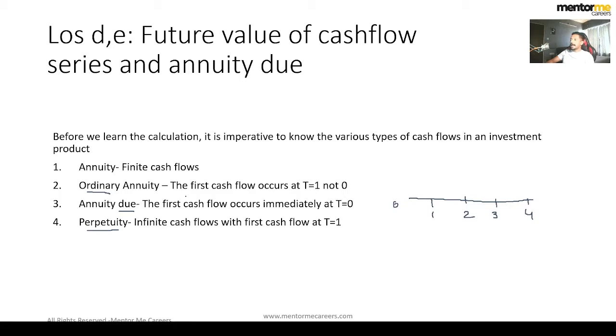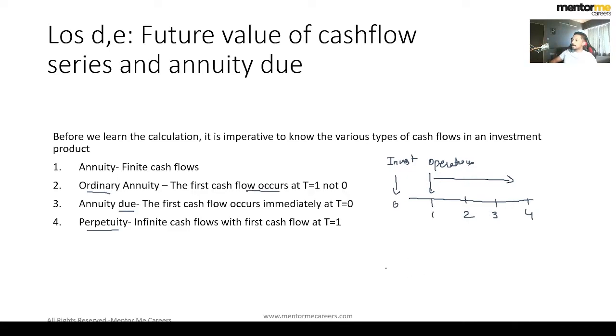So in an ordinary annuity, the first cash flow occurs at period one, and this is general, right? Because when you start a business also, you will invest at this period, at time zero, and then your business starts operating from here. So your operation starts from one, and then it continues. So this is the general case.